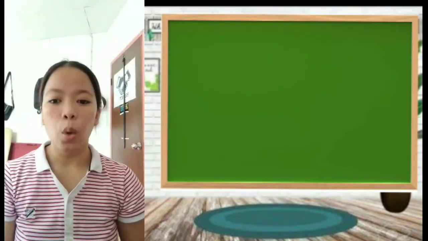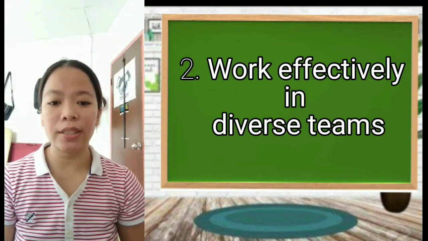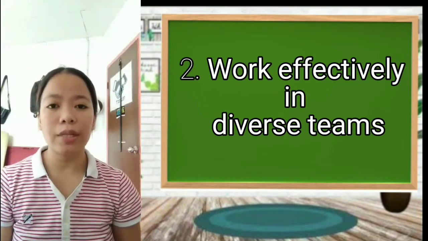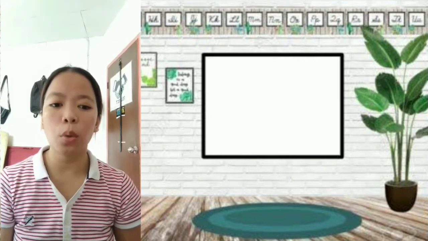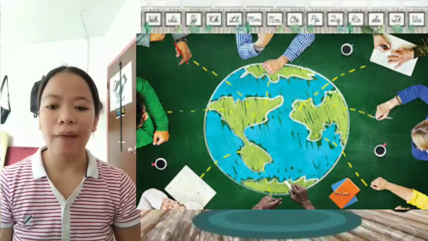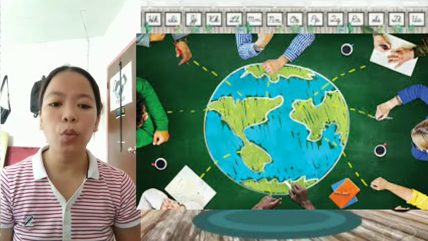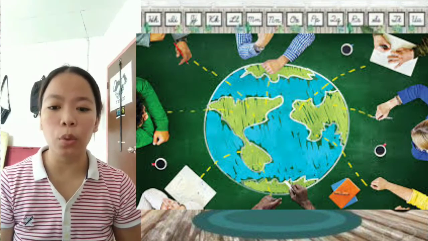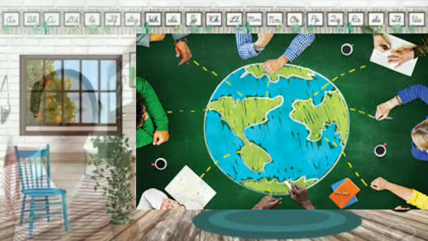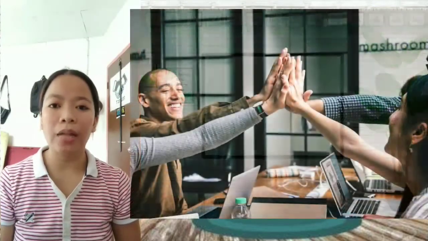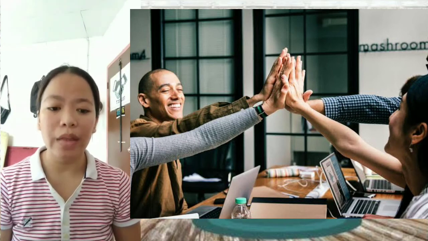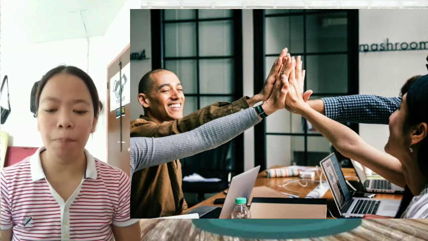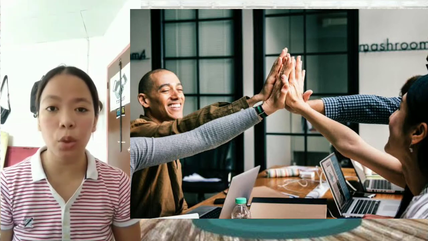The second one, work effectively in diverse teams. Respecting cultural differences and working effectively with people from different socio-cultural backgrounds have something to do with how you work effectively in diverse groups and diverse situations. One cannot work well and coexist peaceably with one another without respecting and being respected in return.